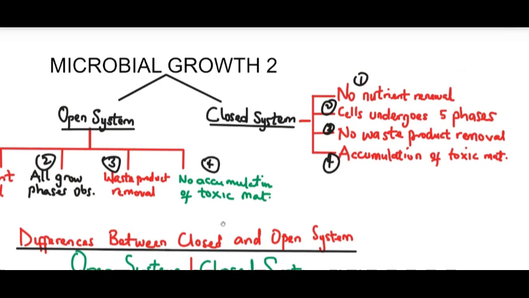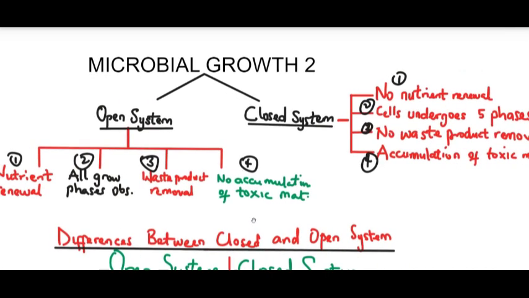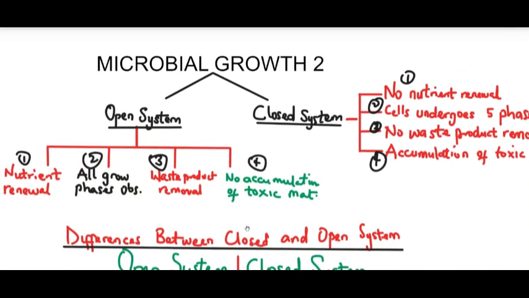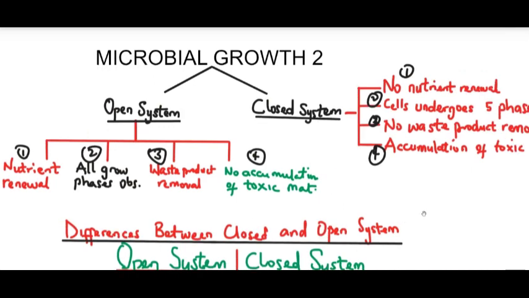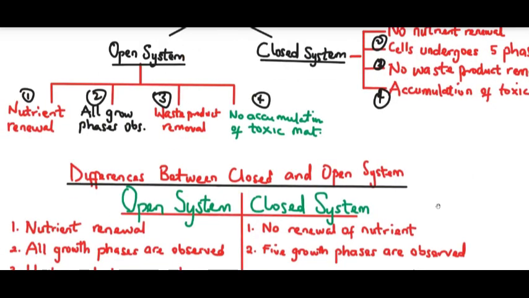So these features can be combined together in a table as the differences between open system and closed system. So let's quickly go through these differences. Number one, you have nutrient renewal for open system. Two, there's no nutrient renewal for closed system. The same thing for number two, all growth phases are observed.